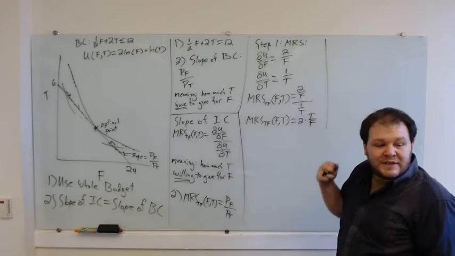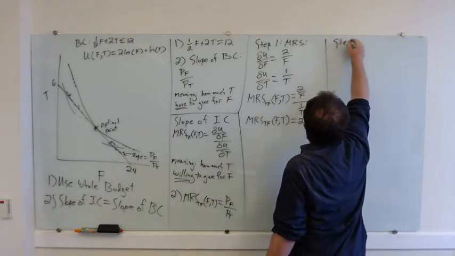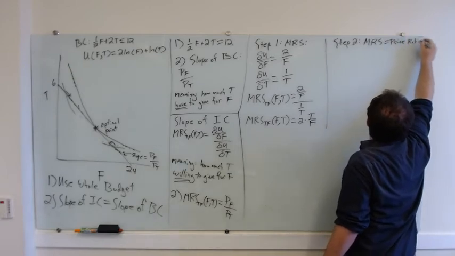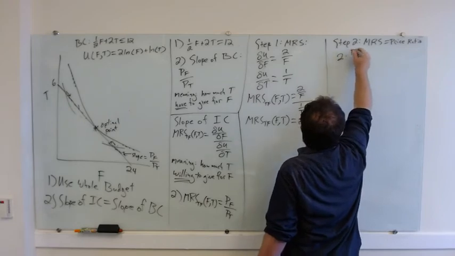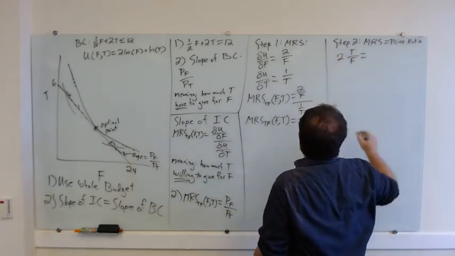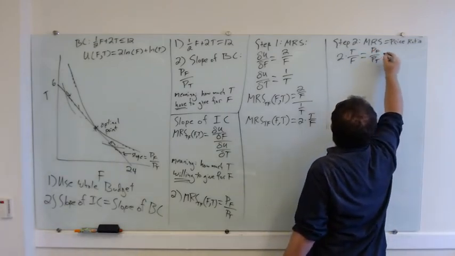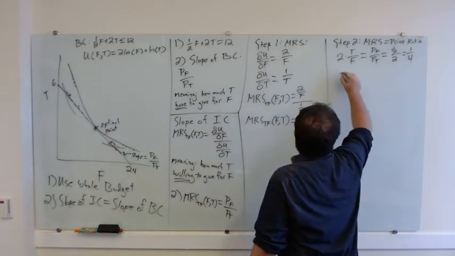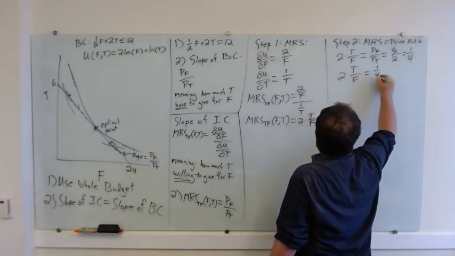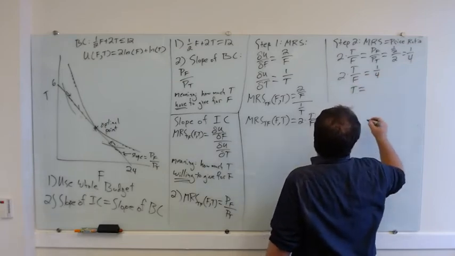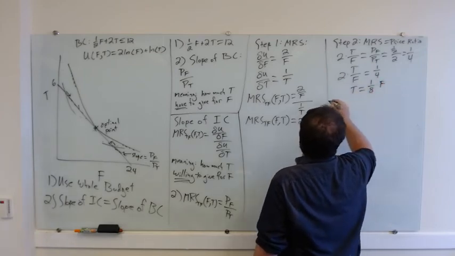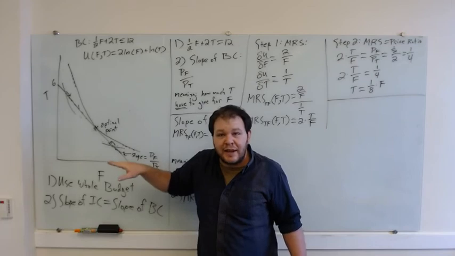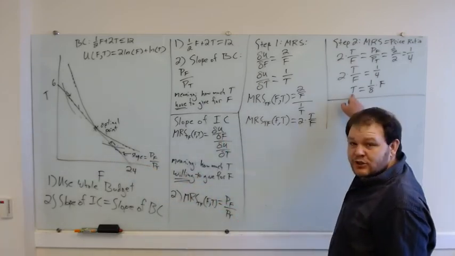Now that we have our MRS, we set it equal to our price ratio. MRS equals price ratio. So we say 2 times T over F equals PF over PT, which in this case happens to be 1/2 over 2, which equals 1/4. So 2 times T over F equals 1/4. We can solve for T and say T equals 1/8 times F. Awesome. So in order for us to have an MRS with the same slope as our budget constraint, we're going to have to consume 1/8 as much topping as we do froyo.